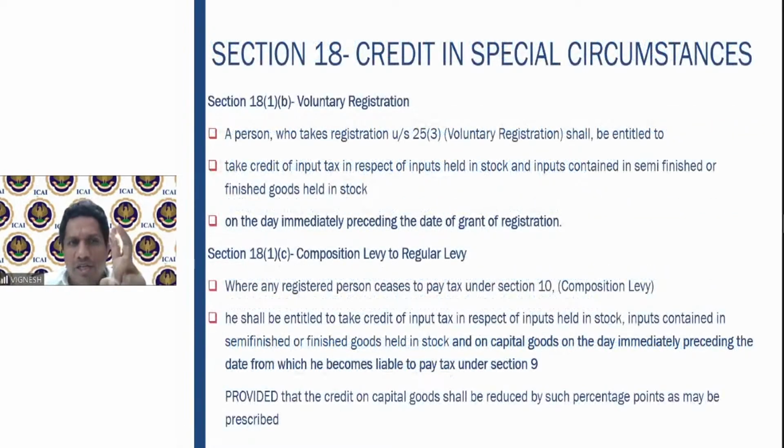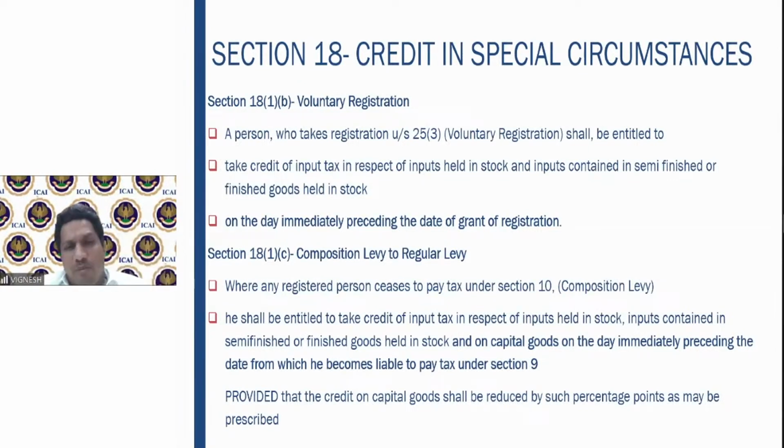Similarly, voluntary registration, he also can claim, but in this particular situation he is not liable to pay the tax. The date preceding the date of grant of registration has to be taken. On that particular date, whatever stock is there, he can claim that as the input tax credit.